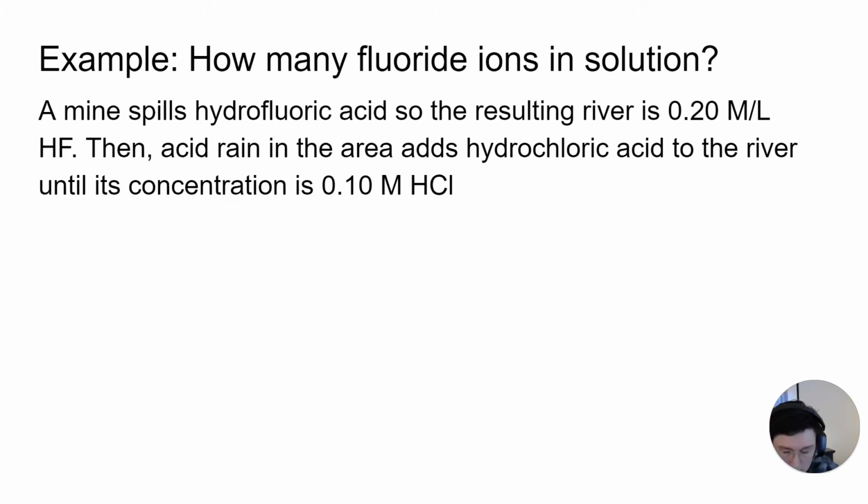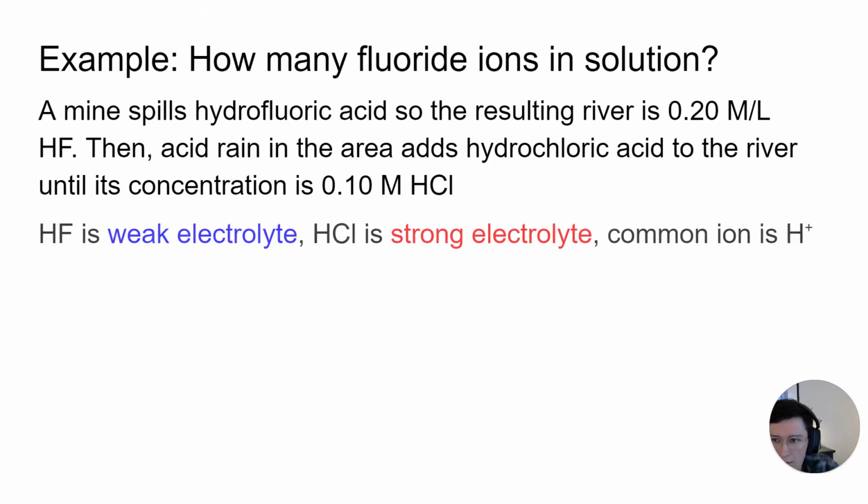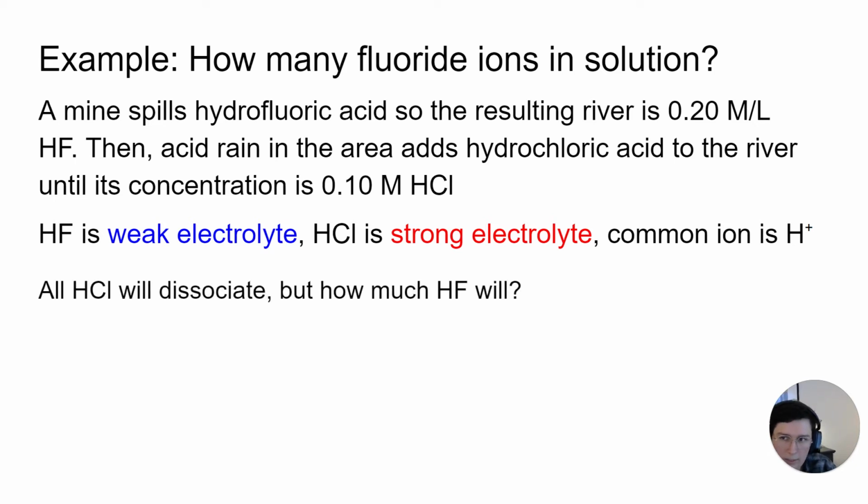So in this case, if we're thinking of this in the common ion lens, hydrofluoric acid is our weak electrolyte, it's going to ionize less strongly. Hydrochloric acid is our strong electrolyte, it's going to totally dissolve into water. And then the common ion here is the hydrogen ion, or actually the hydronium ion, but we like to, as chemists, abstract that out to the hydrogen ion. Okay, so we know that all the HCl will dissociate. But how much hydrofluoric acid will?